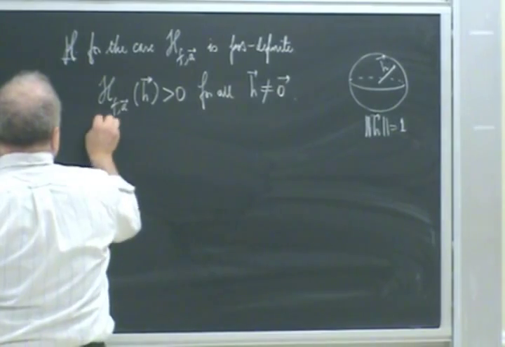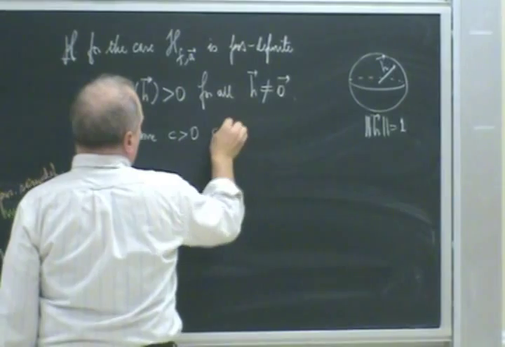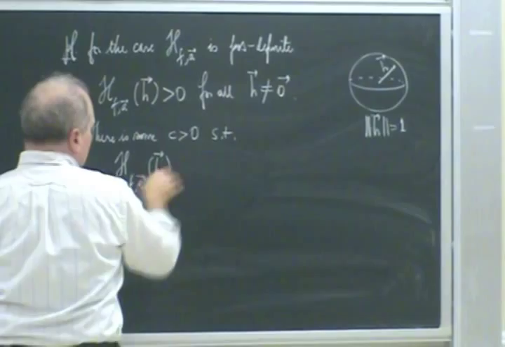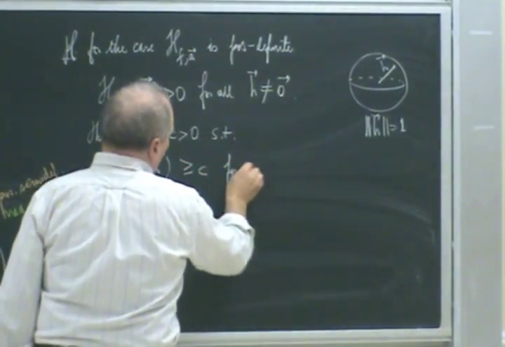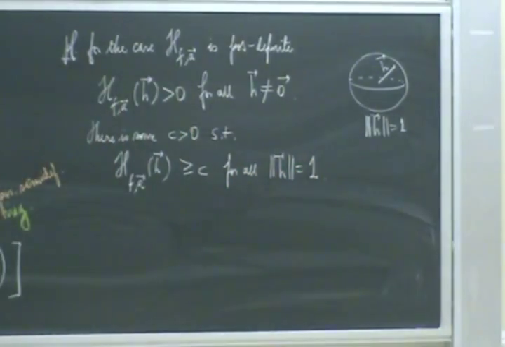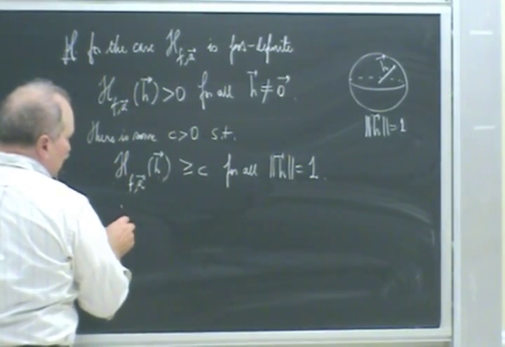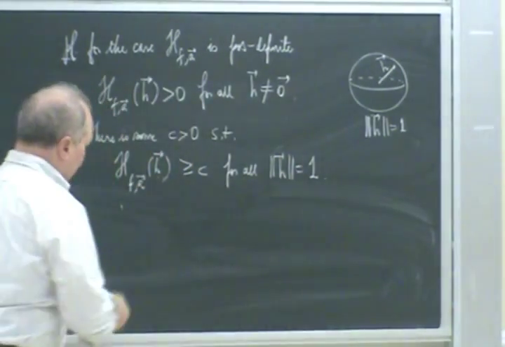Therefore, there is some constant C so that the Hessian quadratic form of vector h is greater than or equal to C for all unit vectors little h. That's the minimum part of the max-min value theorem. Well, this is quadratic. So what does this tell you if you put in h's that didn't have unit length?